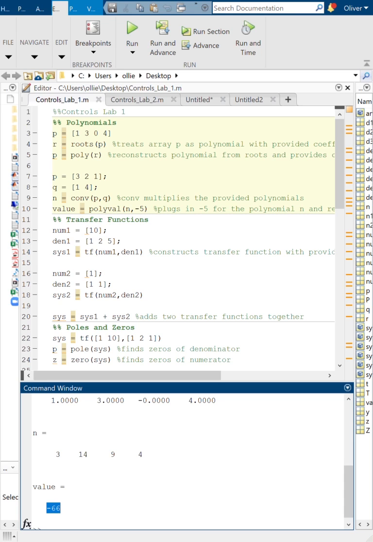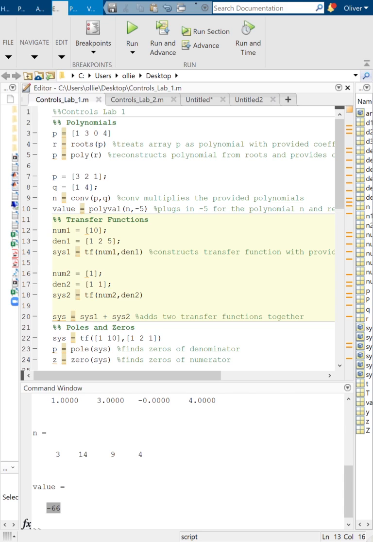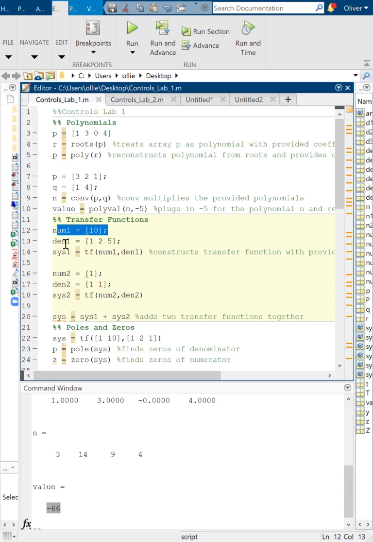Okay, let's move on to transfer functions. To make a transfer function, we'll make the polynomial of the numerator and a polynomial for the denominator, and then we'll put them together using the tf function. So here we have the numerator is 10, where the denominator is s squared plus 2s plus 5, and we put the system together using the tf function, where the numerator comes first as an input and then the denominator.